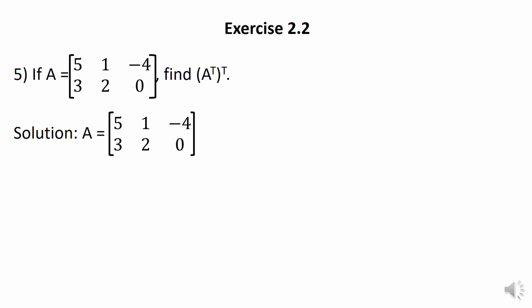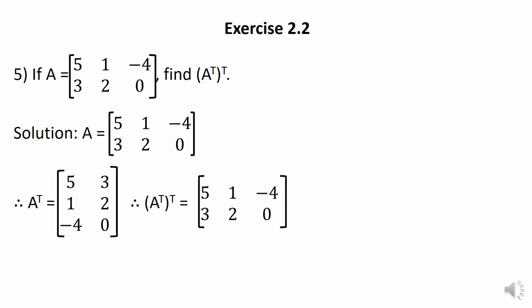Let us see how it is done. Now A is a given matrix. The order of A is 2 by 3 because there are 2 rows and 3 columns in A. What is AT? By interchanging the rows and columns, you get a matrix which has 3 rows now and 2 columns. Remember how to find the transpose of A. Now find the transpose of this transpose. So take this matrix and find its transpose, that is ATT. You again interchange the rows and columns.